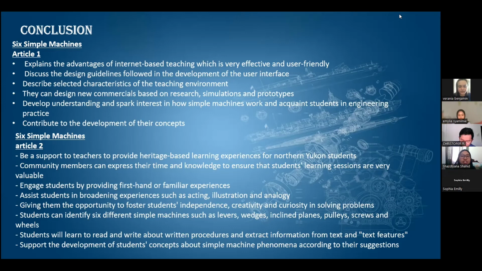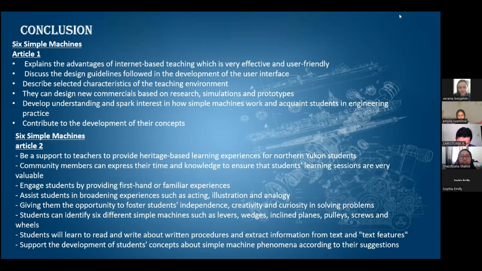In the second article, we have explained force and simple machines, an integrated science learning unit for Yukon grade 5 students. This is a support for teachers to provide learning experiences based on the heritage of Northern Yukon students. In the meantime, community members can share their time and knowledge to ensure that the students' learning sessions are very valuable. Additionally, it engages students by providing first-hand or familiar experiences. It assists students in broadening experience such as acting, illustration, and analogy.